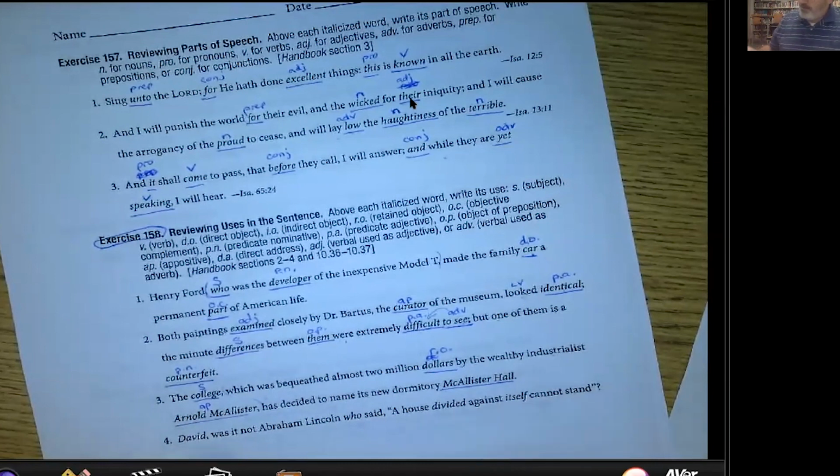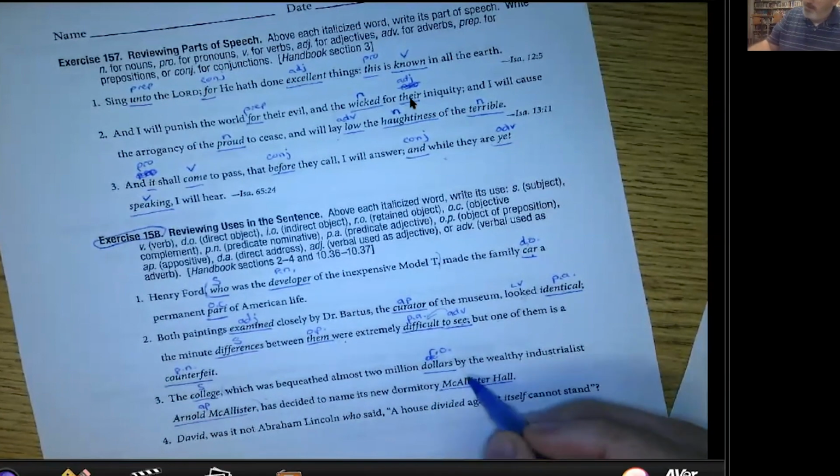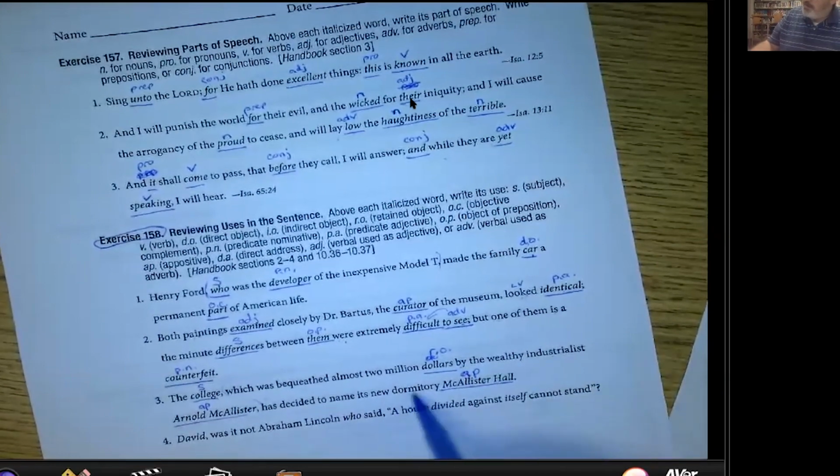By the wealthy industrialist. Okay, and the last one, has decided, so college has decided to name, that's an infinitive, its new dormitory McAllister Hall. That's an appositive as well because we're making sure we know that the noun dormitory, which dormitory? McAllister Hall, okay?